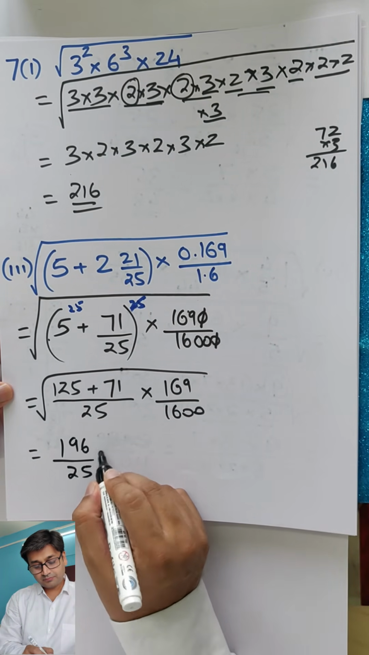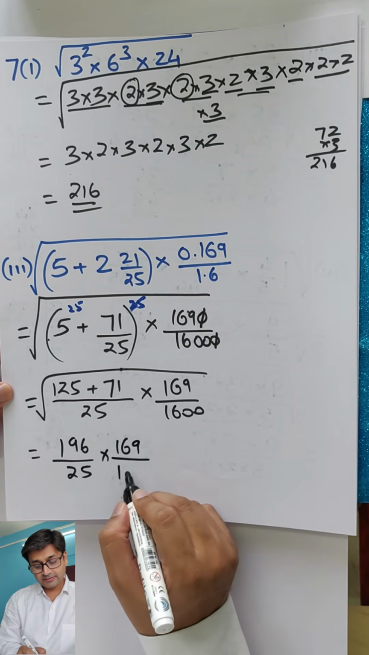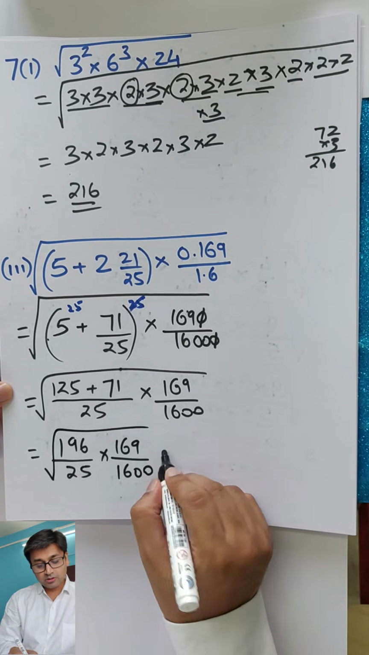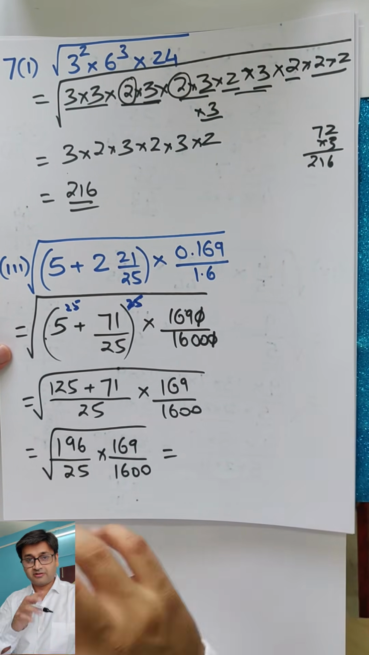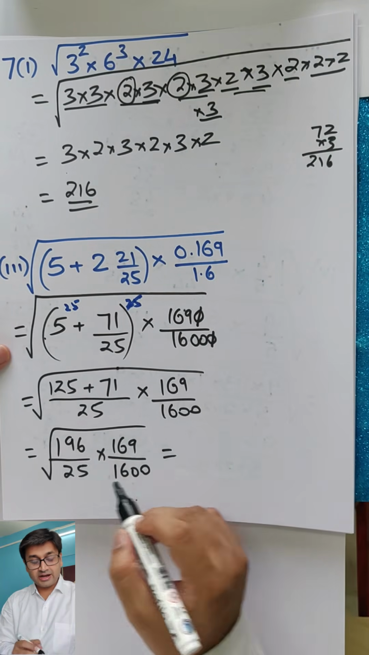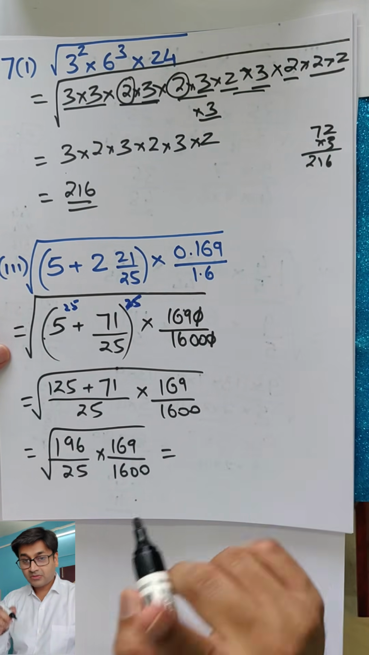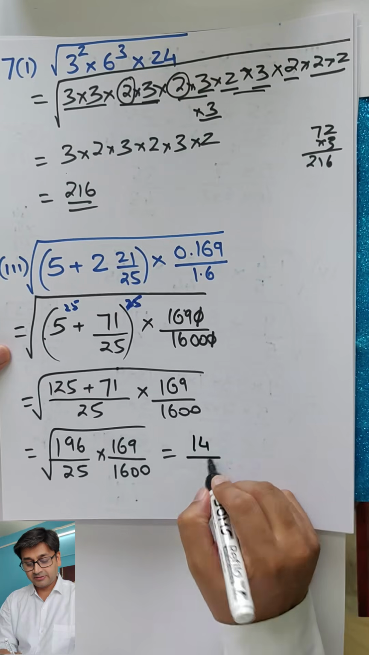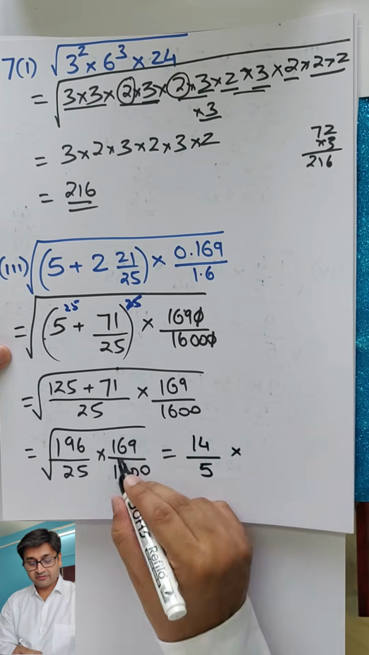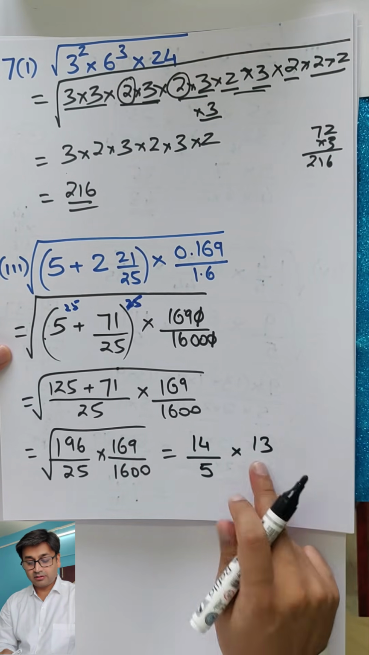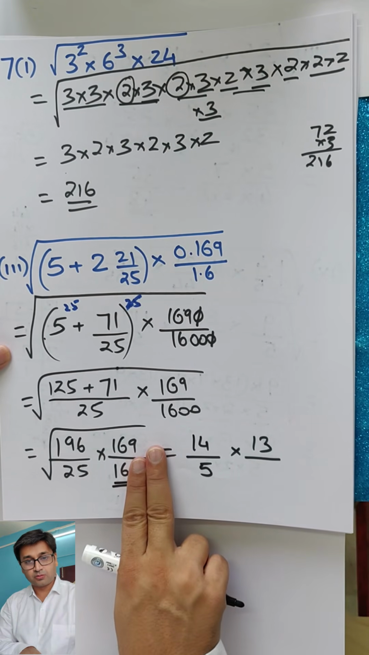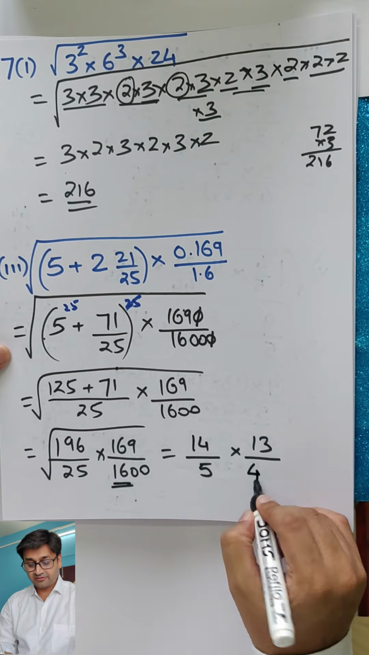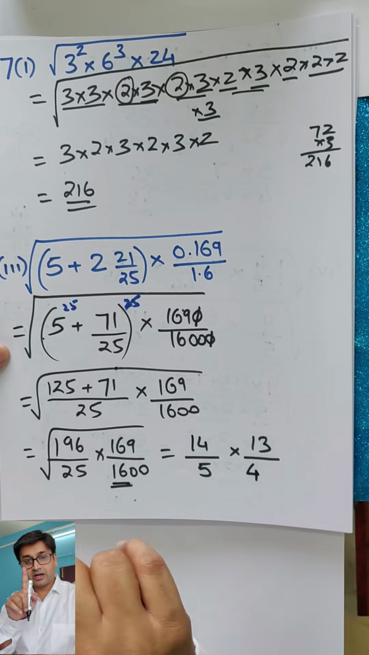196. 169, 1600. Who can do this mental math? If you can, work it out. I will be impressed. So 196. What is the square root? 14. 25 is 5. 169 is 13. Just take 16. Forget the zeros. Don't bother about it. So 16 is 4. And 2 zeros will become 1.